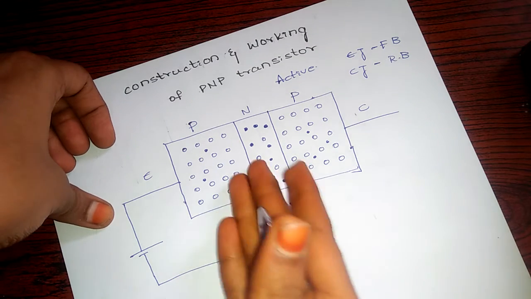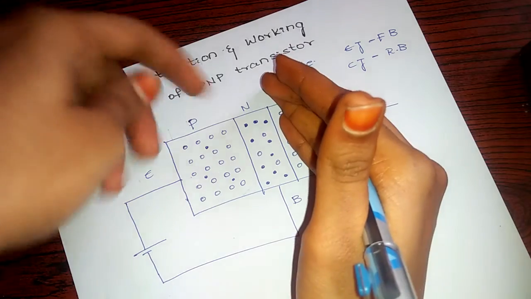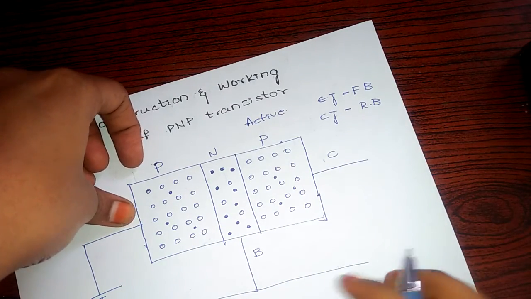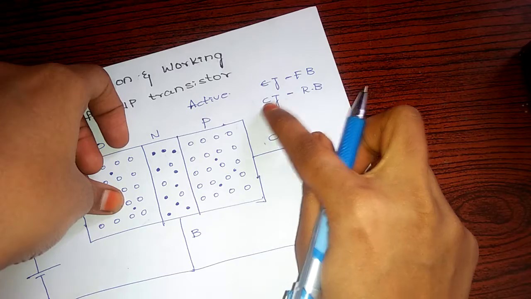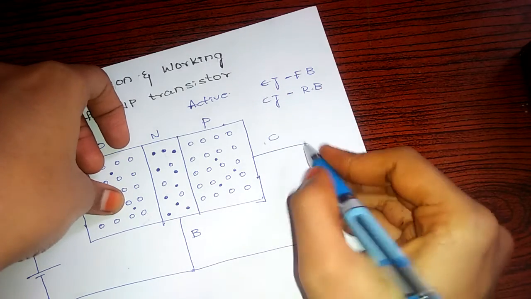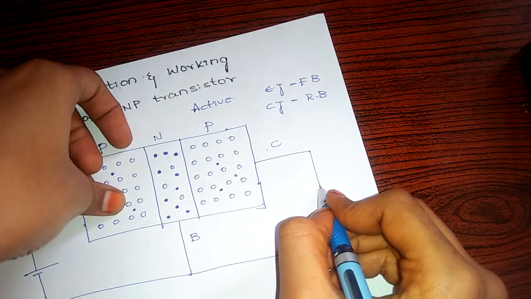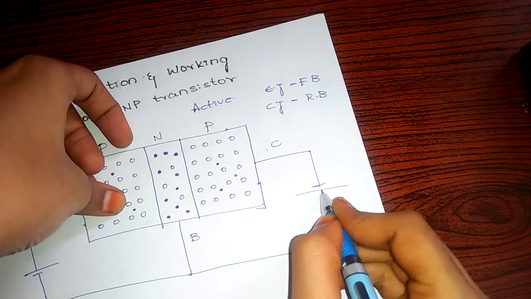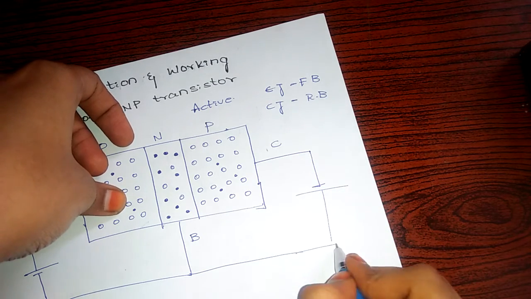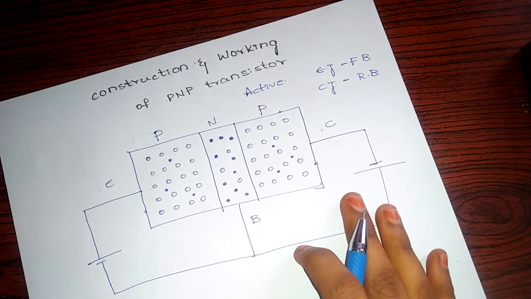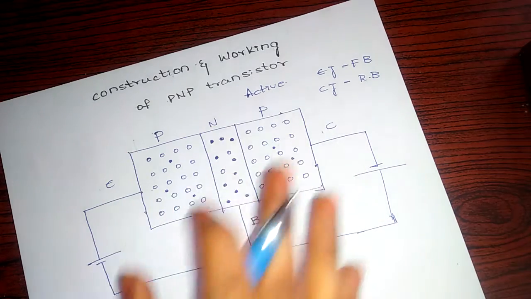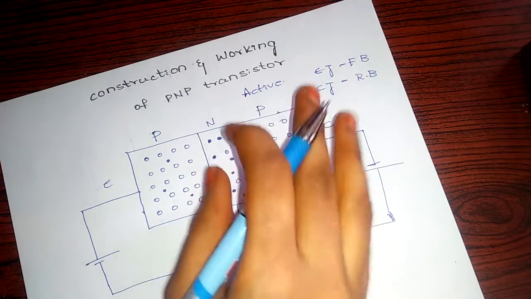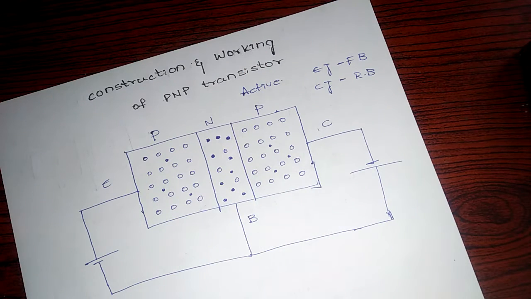In a PN diode, how do we give it? The same way you can give it for PN. For the collector junction, it must be reverse biased. So to reverse bias it, you have to give the negative terminal to the collector and the positive terminal to the base. Okay, this is about the construction of a PNP transistor to operate in the active region. So what is the working of it?